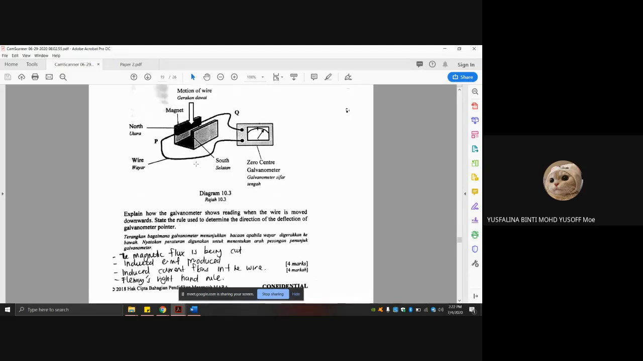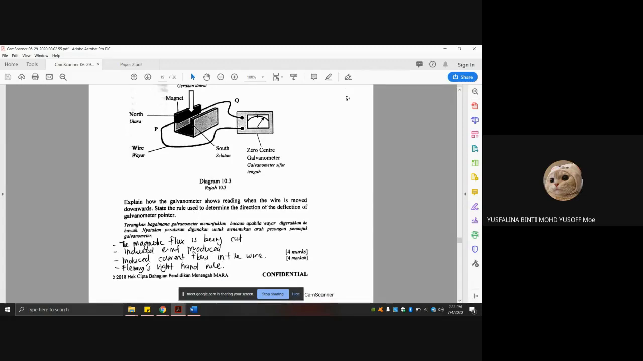The first one you have to say, the magnetic flux is being cut. So when you cut the magnetic flux, that's one point. Second point, induced EMF produced. The third point is induced current flows in the wire. Then the question asks you to state the rule to determine the direction of deflection. That one I already told you, use the Fleming right hand rule. So 4 marks here.